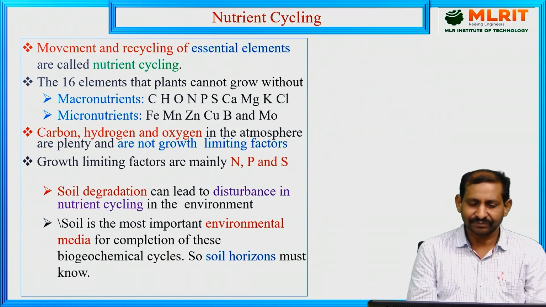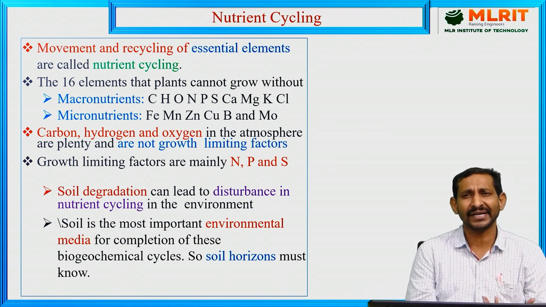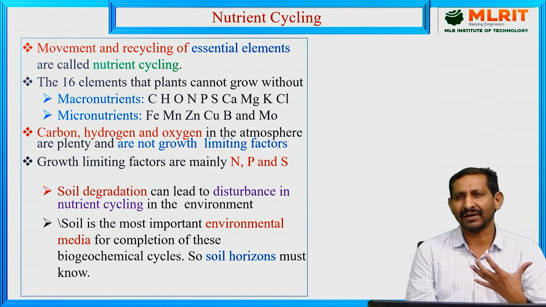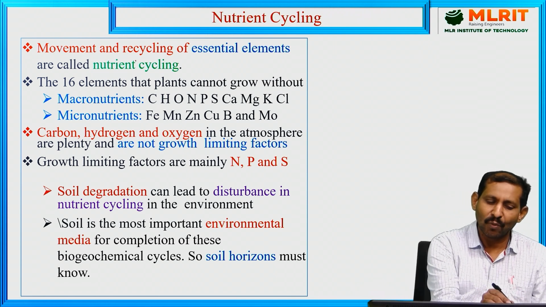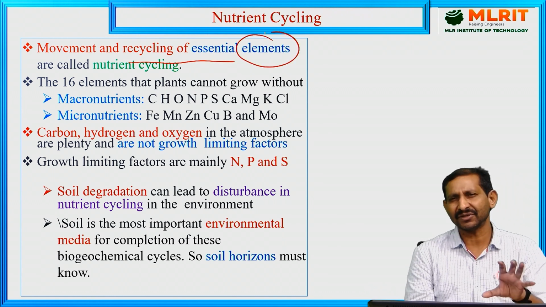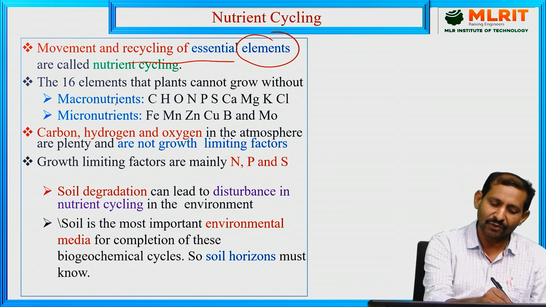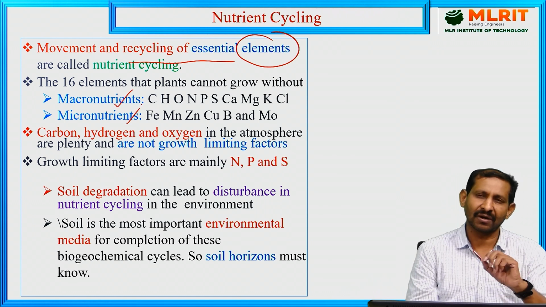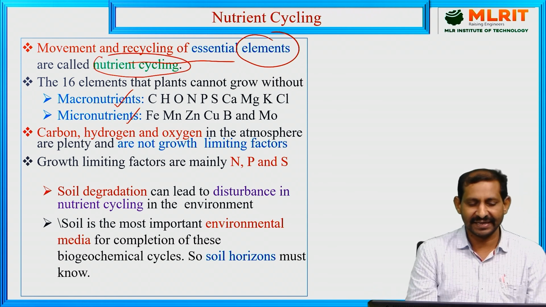Now coming to nutrient cycling. What are the nutrients? What types of nutrients are there? What is the importance of nutrient cycling in the ecosystem, in the abiotic and biotic system? Here is the movement and recycling of essential elements. What are the essential elements? There are two categories: macronutrients and micronutrients. Those are called the essential elements. All this nutrient cycling takes place.